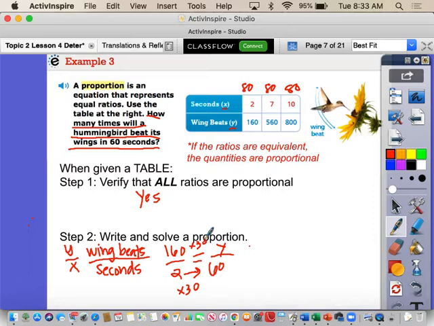We might have to bust out our calculators for that. 4,800. So the bird would beat its wings 4,800 times in 60 seconds. So you set it up using a ratio that you know, and then kind of use those properties of equivalent ratios to find your missing value. So it's just kind of combining things that we've already talked about.